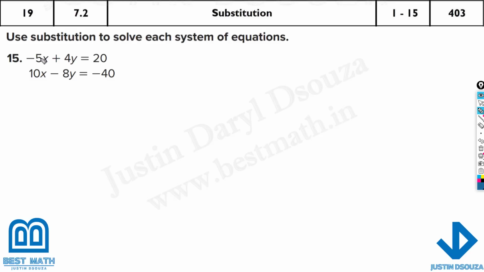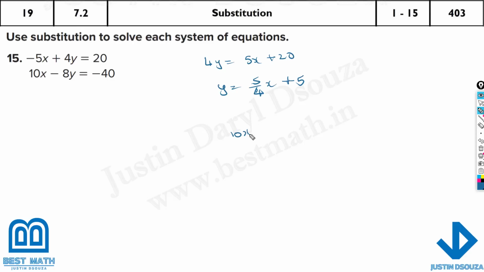is another similar problem. Both are in standard form. Let me rearrange. Now you can see both have coefficients, so it's a bit lengthy. Let's try solving it. The first one, I'm just going to write it as 4y is equal to 5x plus 20. That's the first equation which I've rewritten. And y will be equal to 5 divided by 4 x plus 20 divided by 4, which is 5. After we get this, we'll substitute in the other equation, not in the same one.